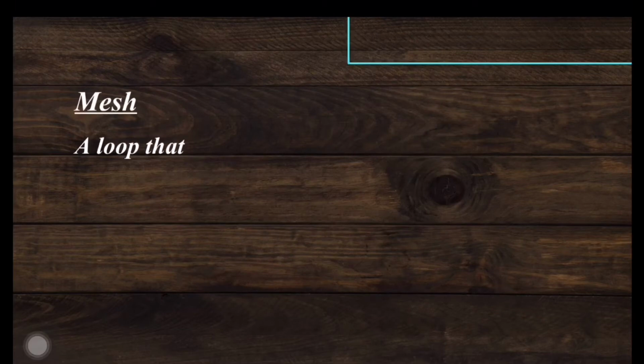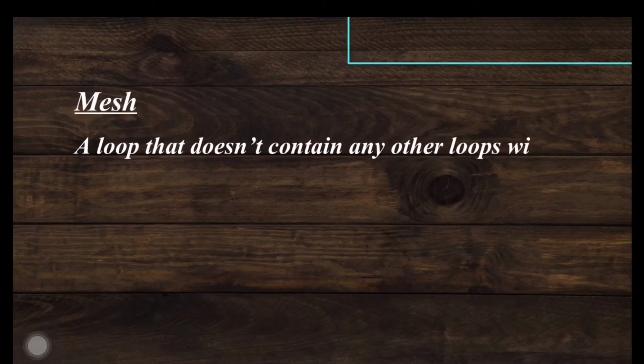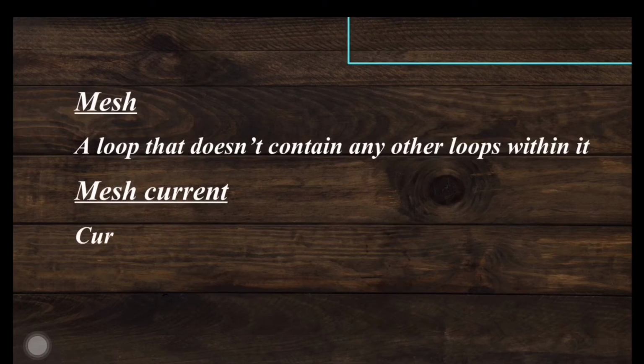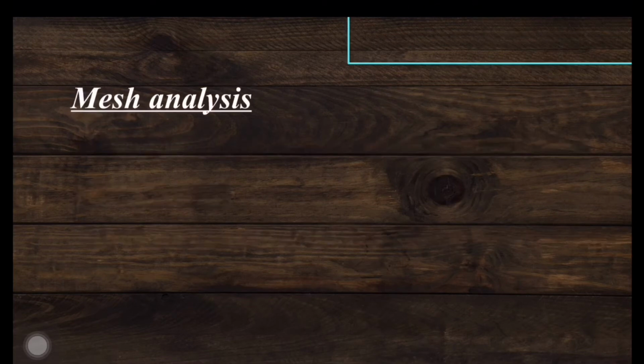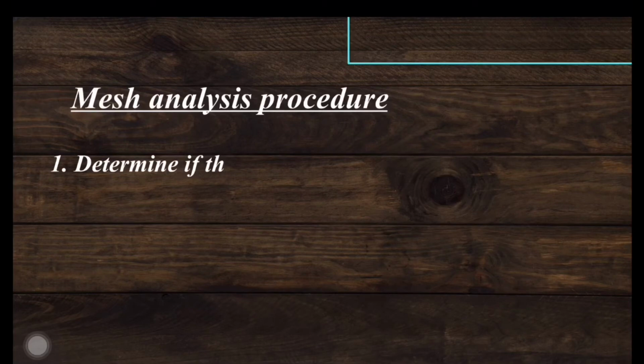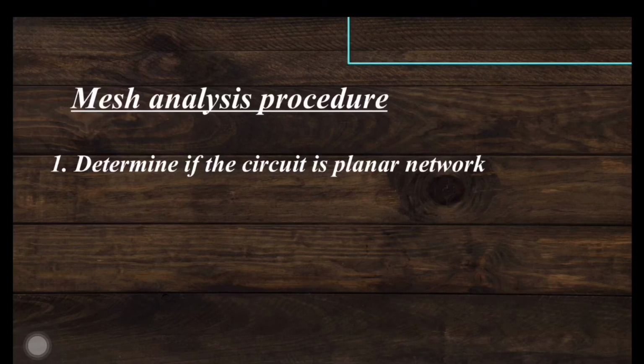Do you know what a mesh is? It's nothing but a loop in a network that doesn't contain any other loops within it. And the current flowing around a mesh is defined as mesh current. Got it? Let me now take you to the procedure or steps to be followed for performing mesh analysis in a network. In the first step, we are supposed to check whether the network is planar or not. If it is planar, we can use mesh analysis to find its solution. On the other hand, if it is not planar, we should go for some other circuit analysis technique.